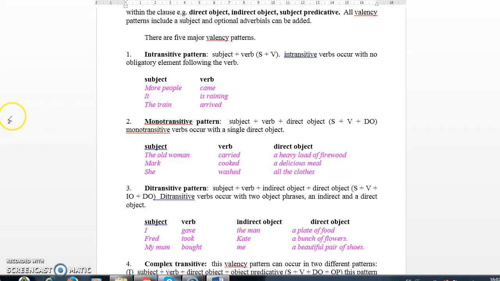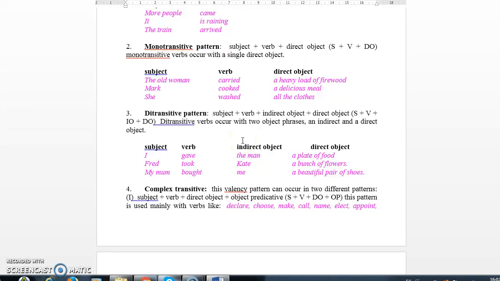In a ditransitive pattern, you can have 2 objects. You have a direct object and an indirect object. The indirect object usually comes after the verb, and it answers the question of who, or for who, or to who, depending on the form that you have in the sentence. And you also have a direct object. So in this example you say, I gave the man a plate of food, and you ask, who did you give it to? You gave it to the man. That would be your indirect object. What did you give him? You gave him a plate of food. That plate of food would be the direct object, which is also going to answer the question of what.